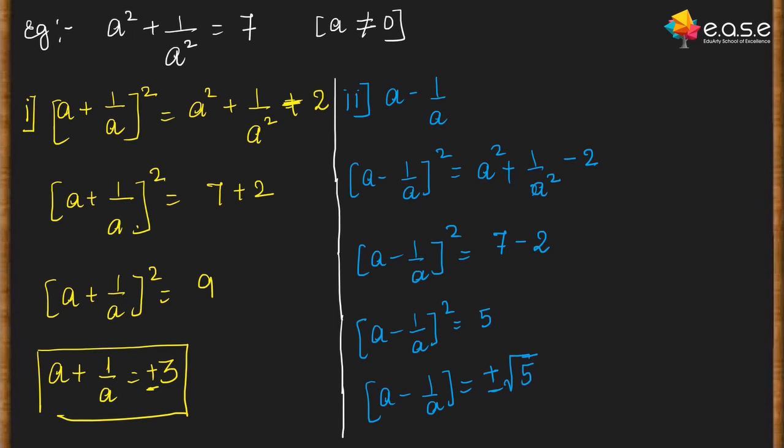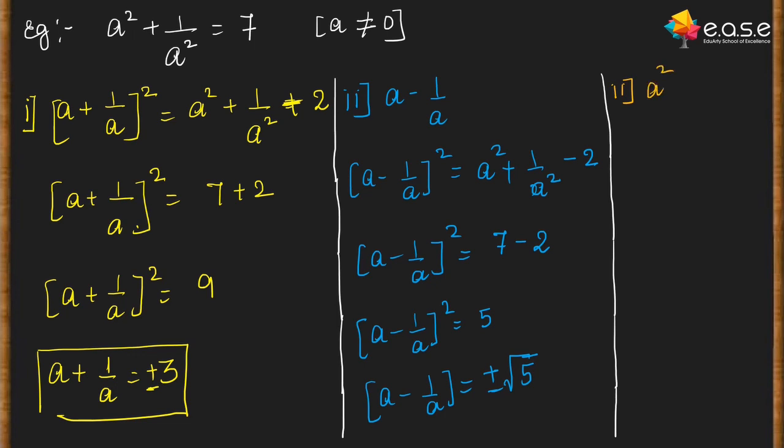And the last thing we have to find out is, using the previous two values that we have got already. So see what it is. The third thing that we have to find out is a square minus 1 by a square.